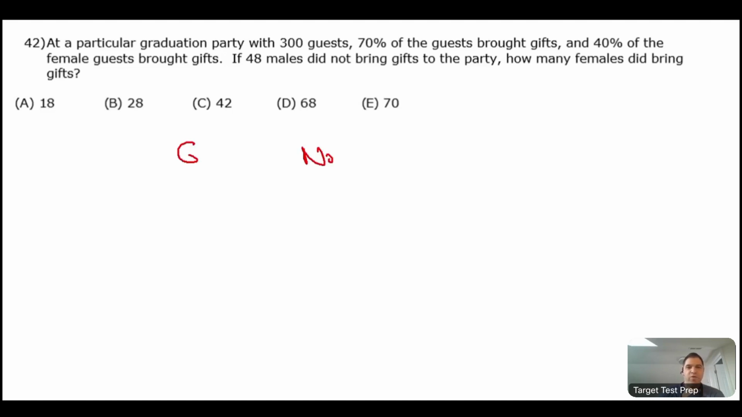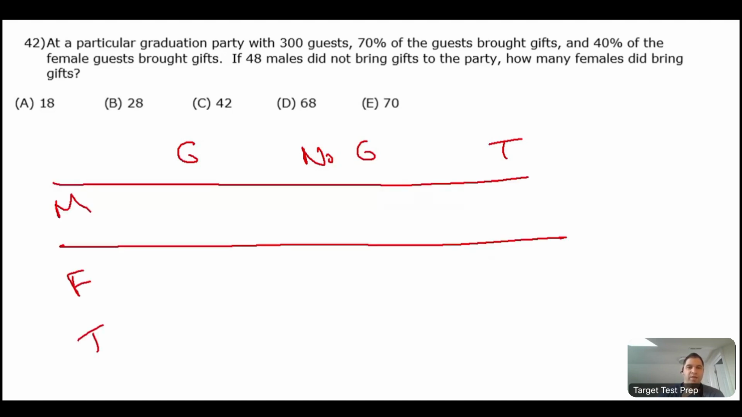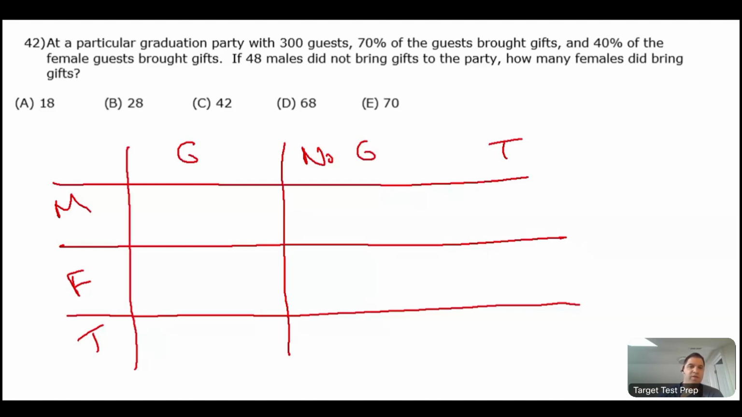Gift, no gift, total, male, female, total, and then once again, we fill in. 300 guests, 70% brought gifts. Okay, so that would mean that's 210. That means 90 did not bring gifts.